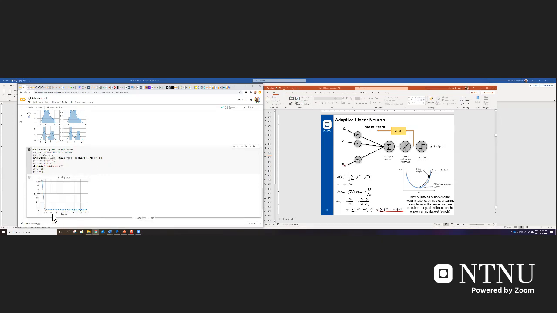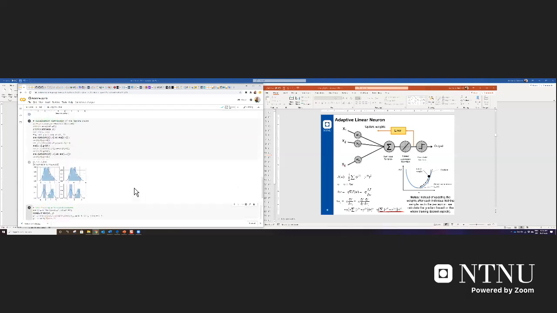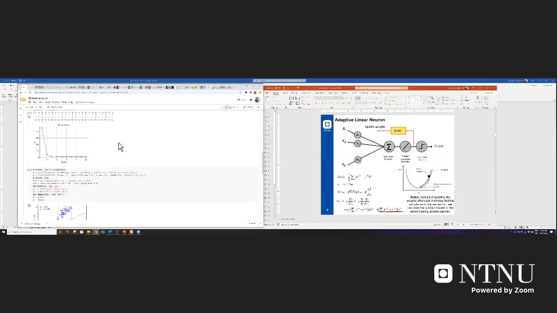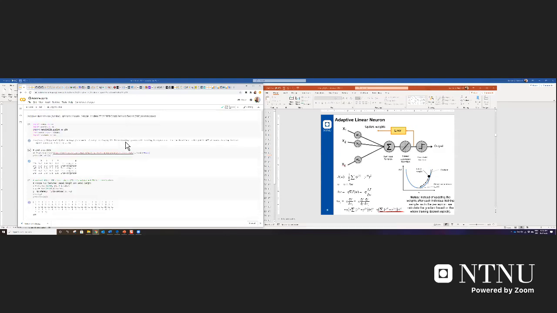Okay, so it converges much faster, in fact. Do you see? So we don't need 20 epochs, in fact. Maybe just 5 is enough when the data is standardized. Do you see? So the performance will be much better. Did you run this code? Do you have any question for this example?